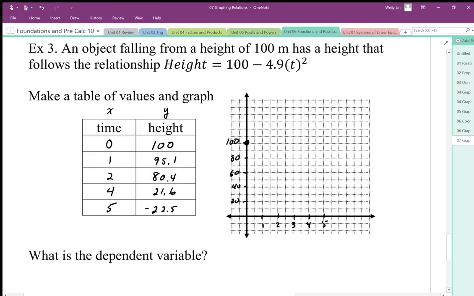So after 1 second, I'm at 95.1. So it didn't fall very far. After 2 seconds, it's gone to about 80. So 80.4. After 4 seconds, it's fallen quite a bit down to 21. And after 5 seconds, it looks like it's going to go through the ground. So the pattern is going to be this pattern. It's going to fall along this arc.